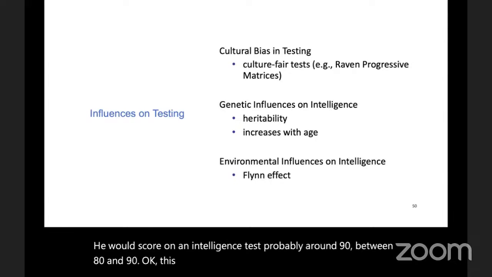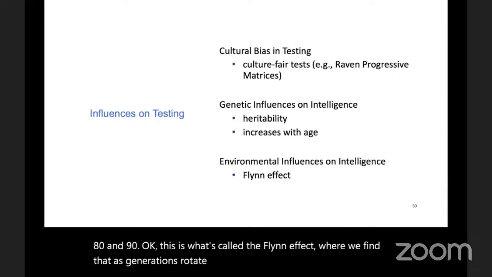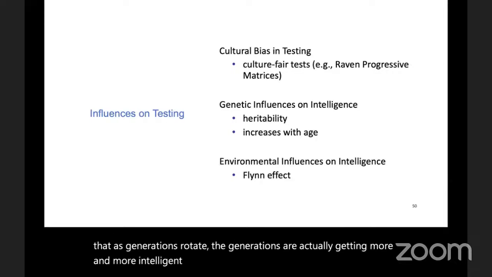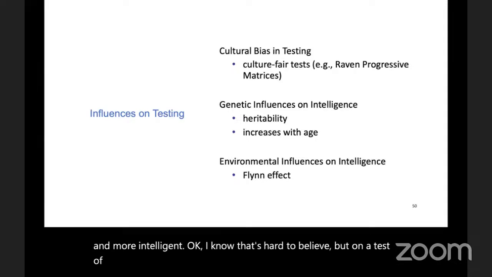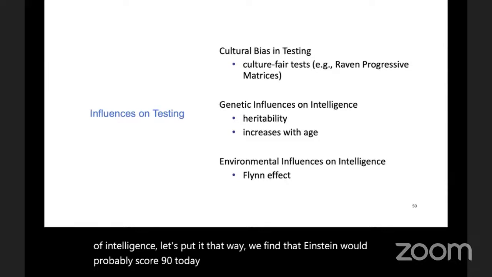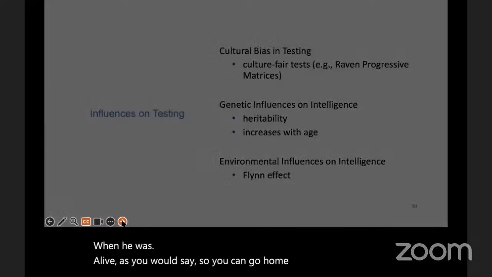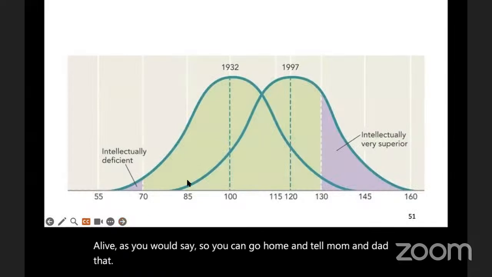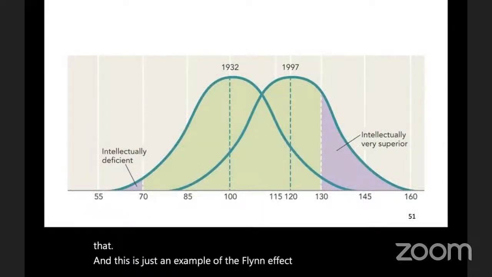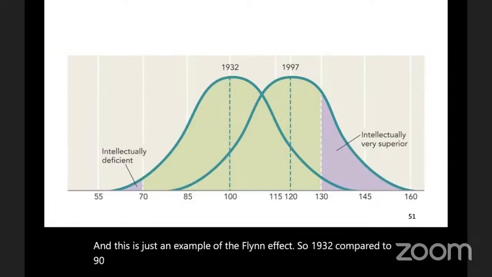This is what's called the Flynn effect, where we find that as generations rotate, the generations are actually getting more and more intelligent. I know that's hard to believe, but on a test of intelligence, let's put it that way, Einstein would probably score 90 today, where he would have scored 130 back when he was alive, I should say. So go home and tell Mom and Dad that. This is just an example of the Flynn effect: from 1932 to 1997, we have a 20-point jump in intelligence scores.